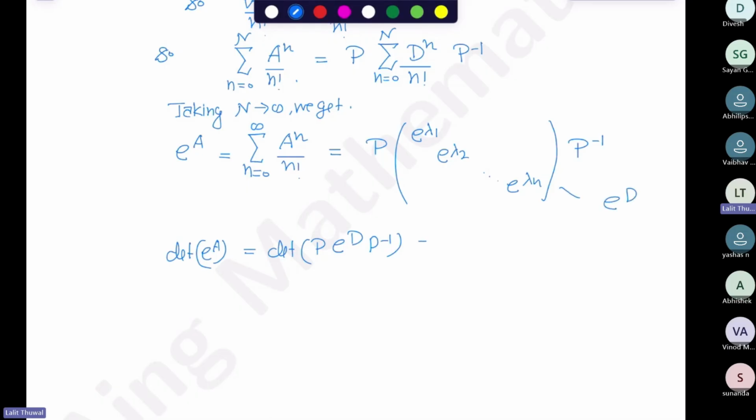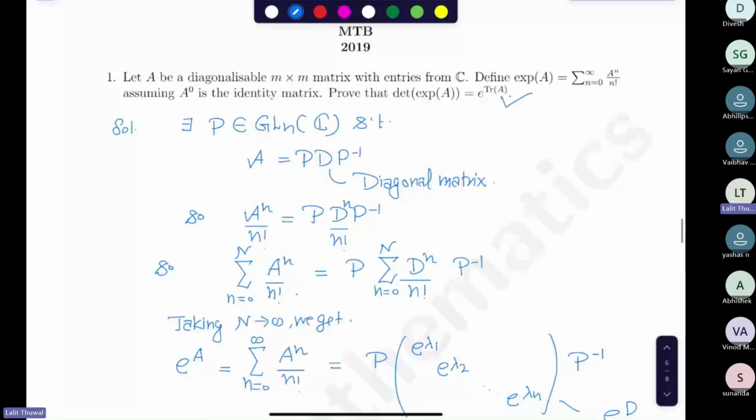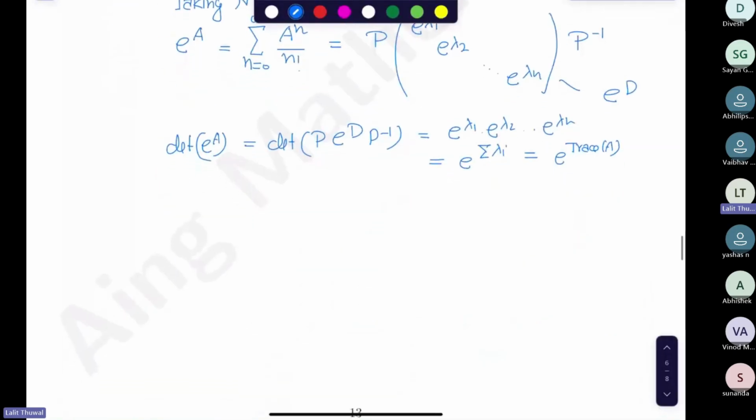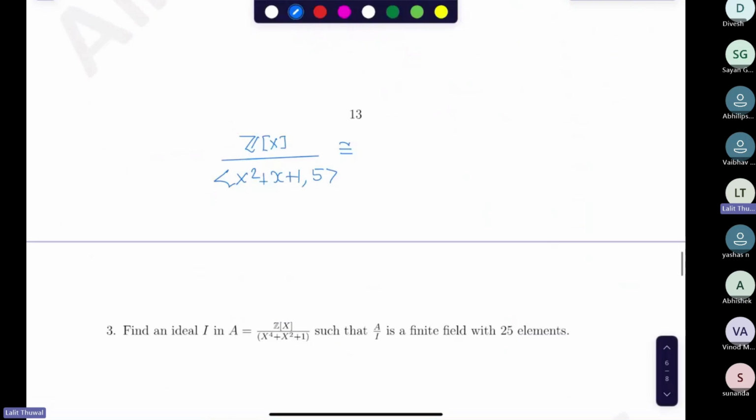So this comes out to be e to the power lambda 1 times the product of all the diagonal elements, and this comes out to be e to the power summation lambda i. Okay, what is the sum of all the eigenvalues of a matrix? The trace. Trace of A. That is what we needed to prove. Okay, so is it clear? Okay, so let's move to the next one.